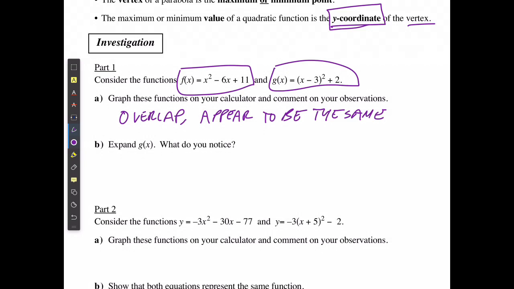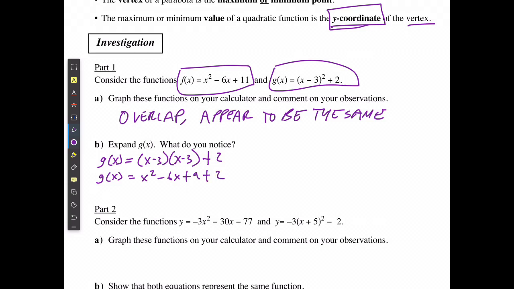If I expand the second equation, or the g of x, then I'm going to say that g of x is equal to x minus 3 squared, which is the same as x minus 3 times x minus 3, and then plus 2. X minus 3 times x minus 3 is going to give me x squared minus 6x plus 9, plus 2.